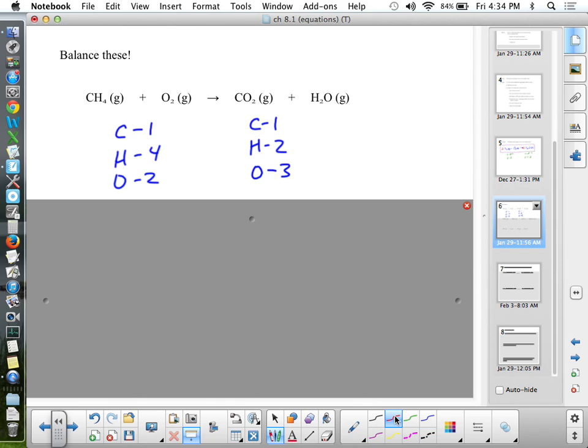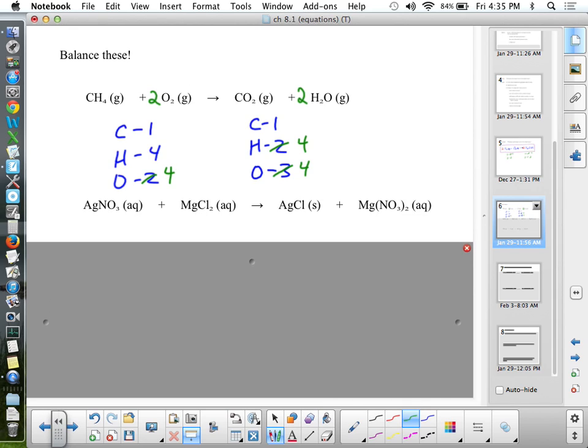So I will balance my hydrogen by putting a coefficient of 2 before H2O. That now gives me 4 hydrogens and a total of 4 oxygens. So carbon is balanced, hydrogen is balanced, oxygen is not. Well, that's easy enough to do. I simply put a coefficient of 2 before the O2, giving me 4 oxygens. Let's try something more complicated.